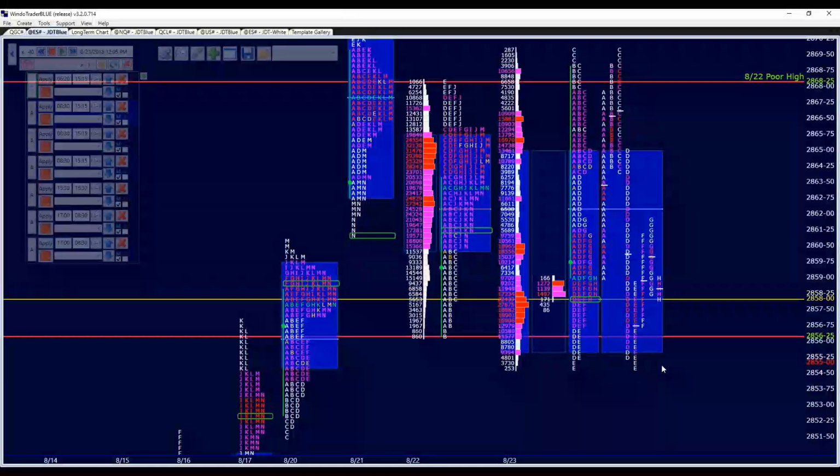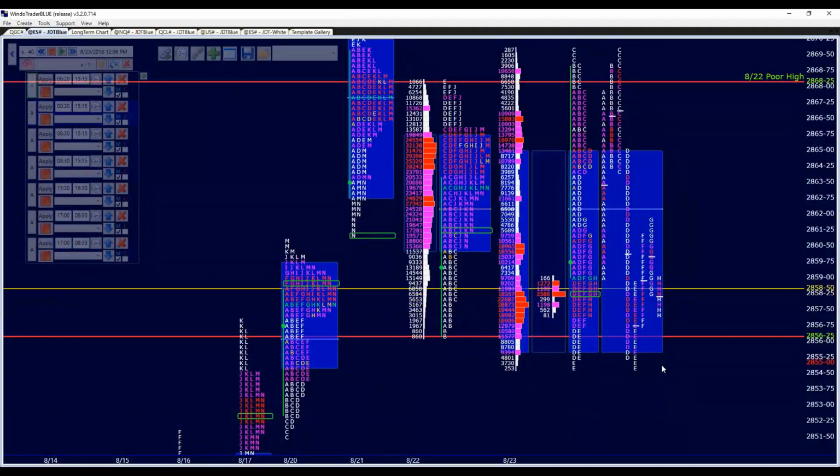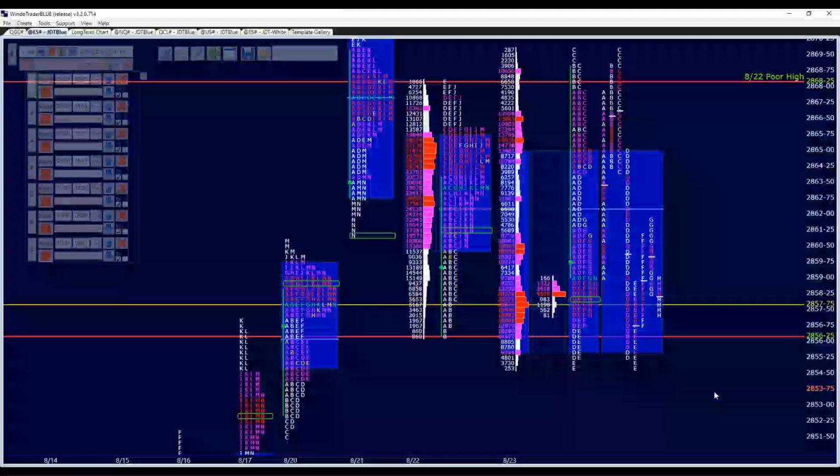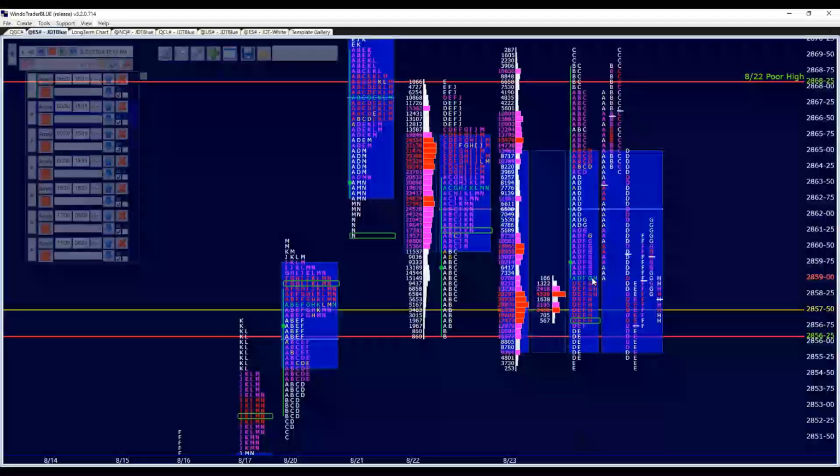What speed are we running, Jen? 40 times speed. Okay, so you can see it's just happening pretty quickly. Okay, what is the green line? The point of control, right? So the point of control has moved lower.